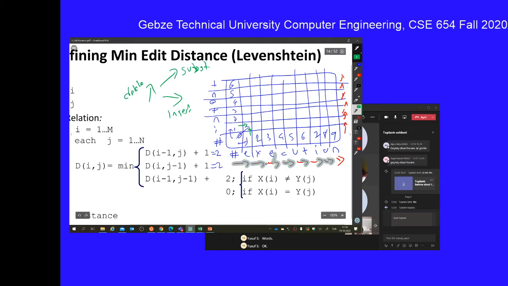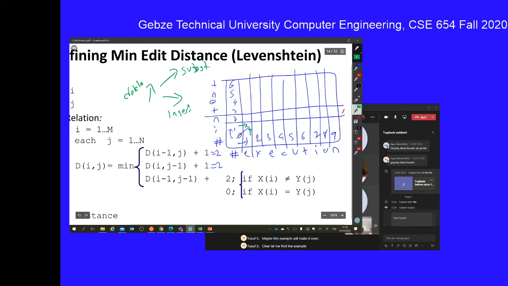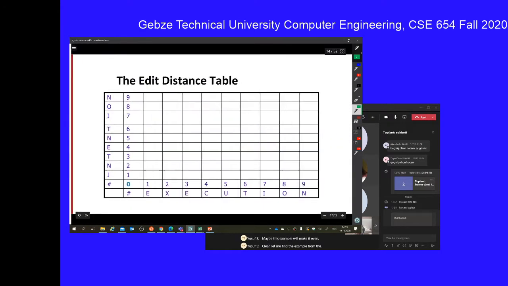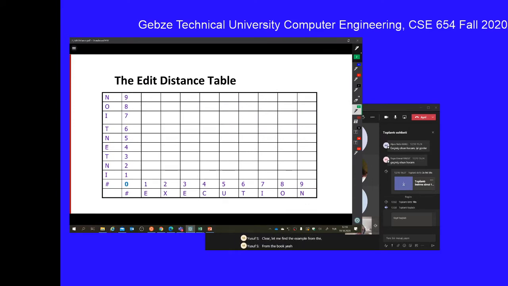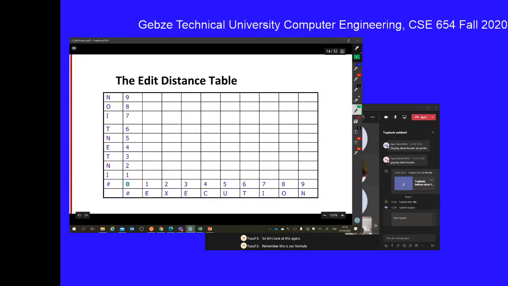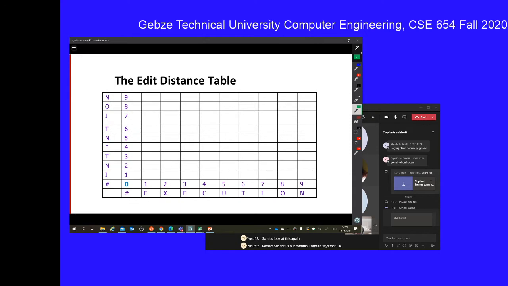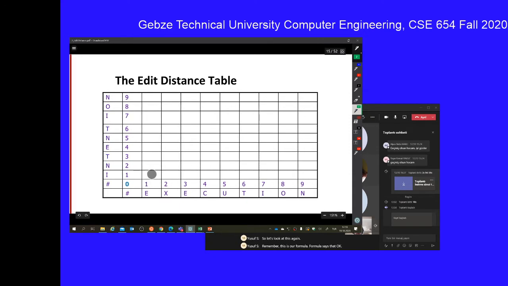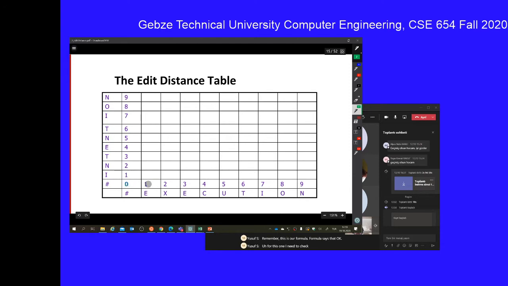Maybe this example will make it even clearer. Let me find the example from the book. Okay. So let's look at this again. Remember, this is our formula. The formula says that for this one, I need to check this one, that one, and that one. Either I am going to add 1 to this one, or add 1 to this one, or maybe add 0 or 2 to this one.